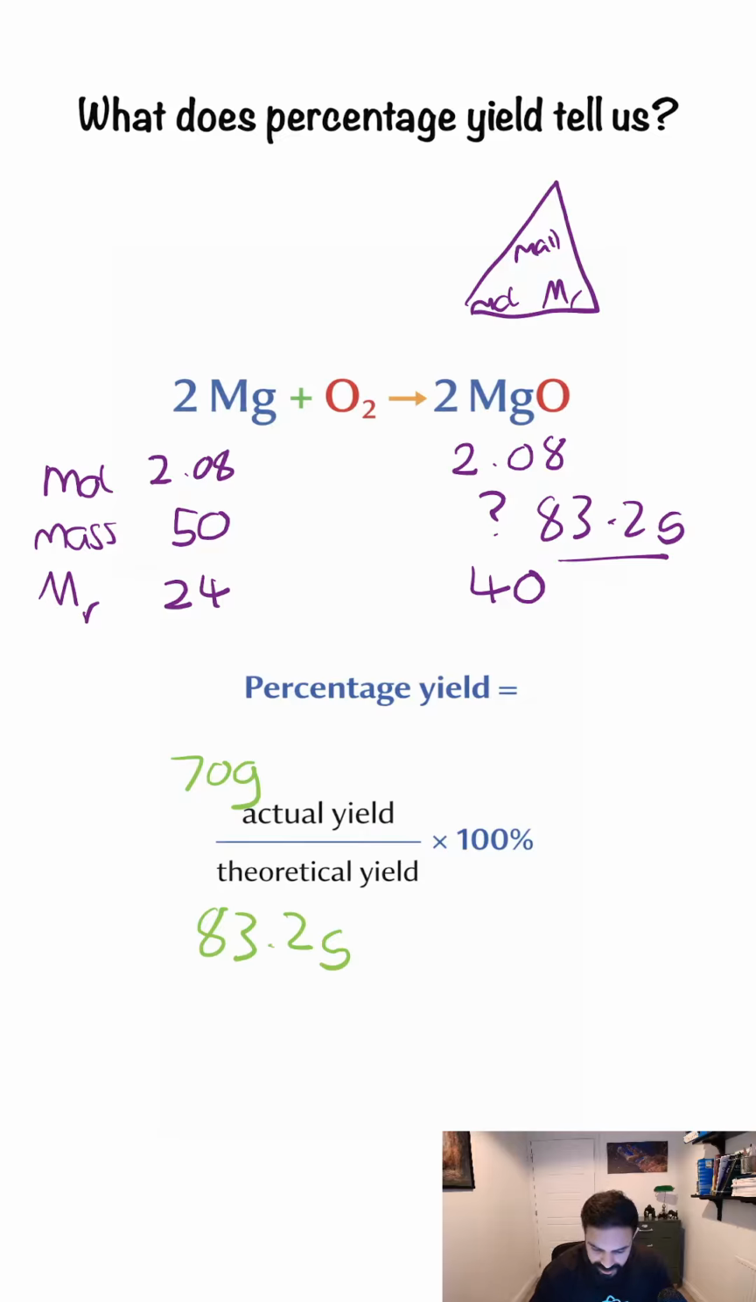So all you do for this calculation is 70, what I actually got, divided by 83.2, and I need to times it by 100 to turn it into a percentage as well, times by 100, and I get a value of 84%, if I just round that up. So that means that out of what I could have made, I made 84%. That should hopefully be enough to keep your job in this magnesium oxide company.